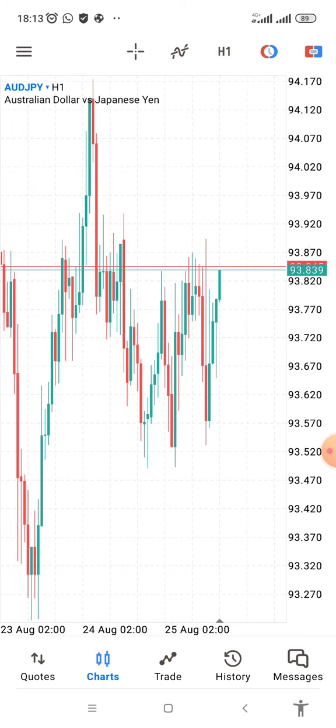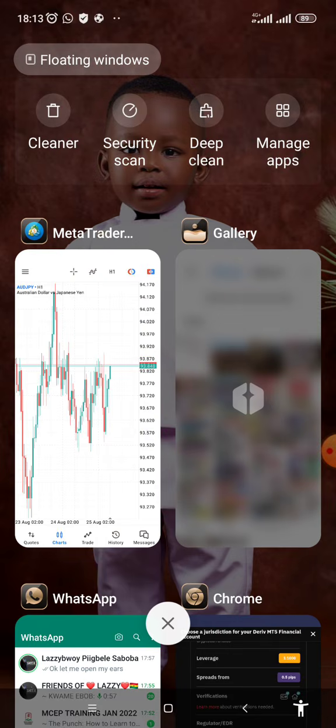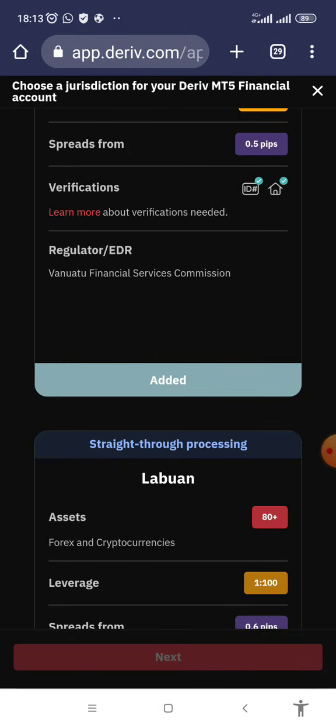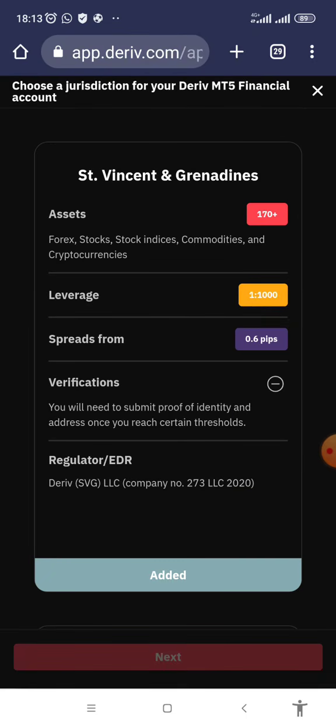Now, why couldn't I take trades on the account that I created? I'm going to take you straight to the challenge I had. And that will also help you to understand certain things. Now, this is my DERIV dashboard. On this DERIV dashboard, anyone who wants to create an account could choose to use DERIV as a broker.